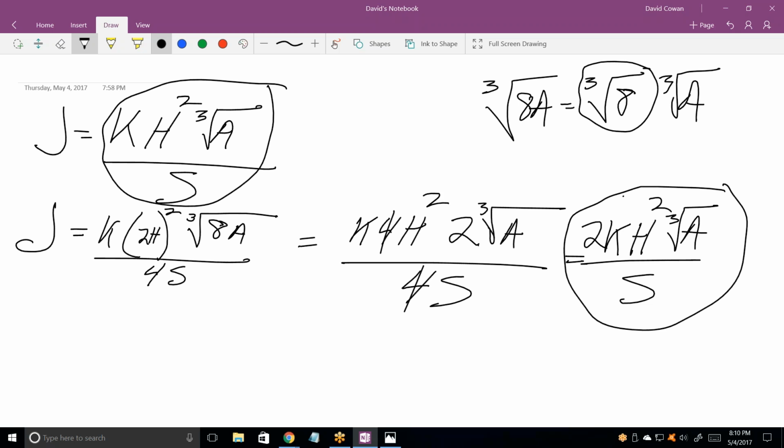In other words, the difference between those two terms, this term on the right is twice as big as the term on the left, which means j is twice as big. J is doubled. Unless I made a math error, and I don't think I did. I think all of this is correct, yeah.